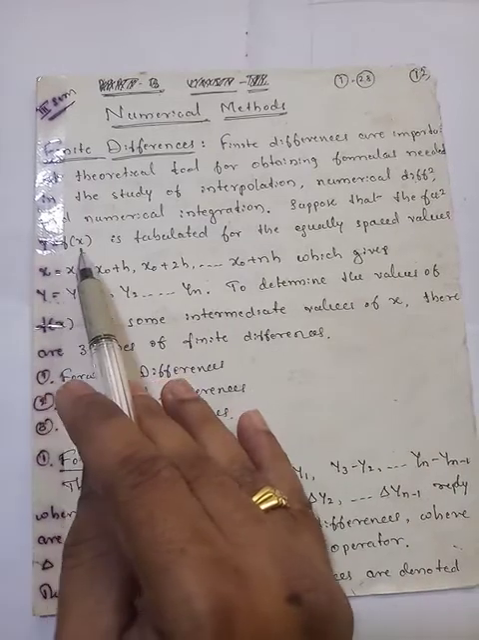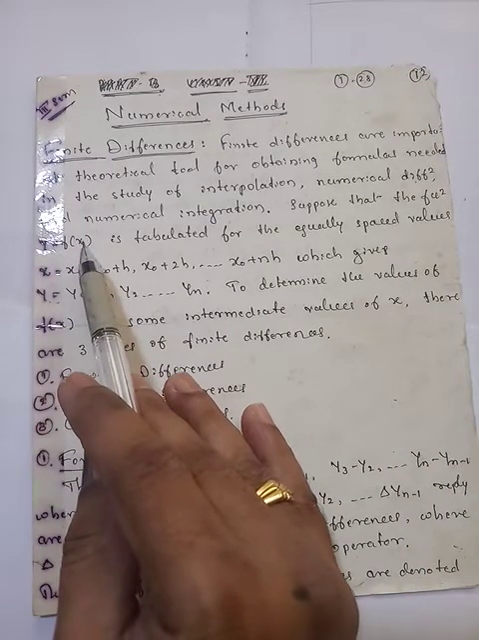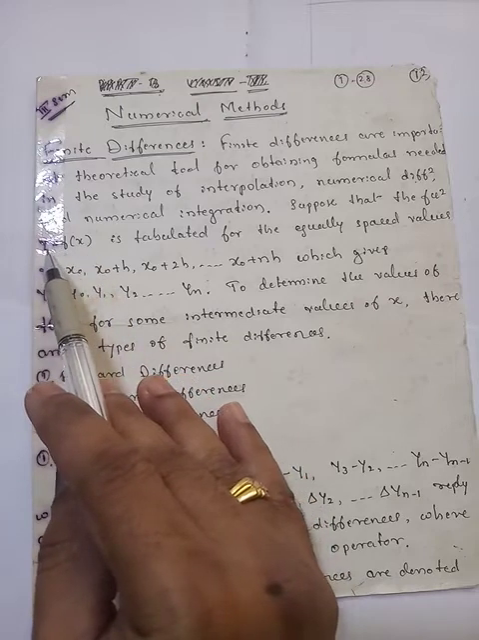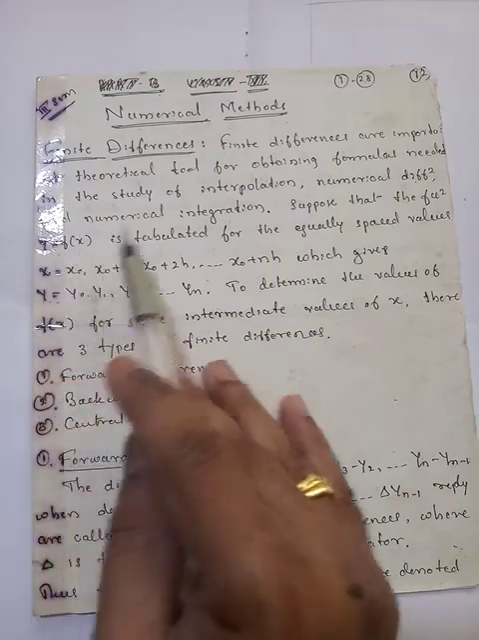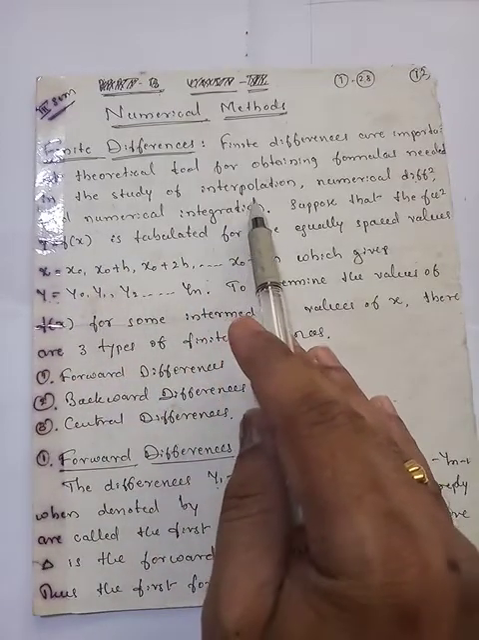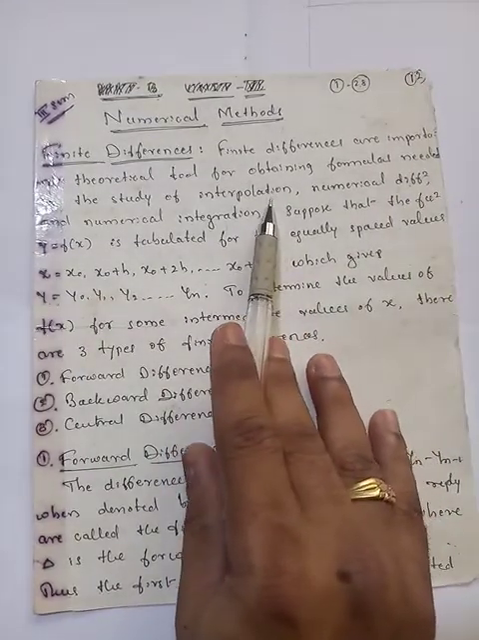Suppose y equal to f of x is a function. We are going to find the value of y for some values of x. That process we call interpolation. This is also one of the important topics.